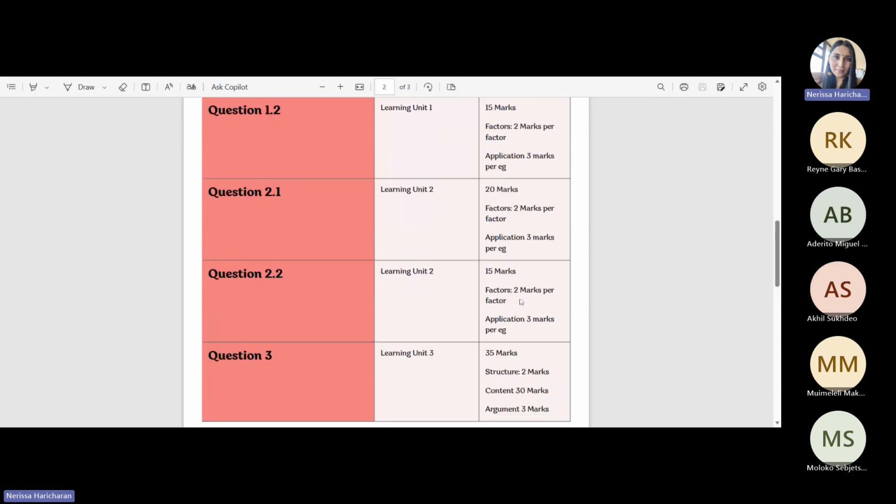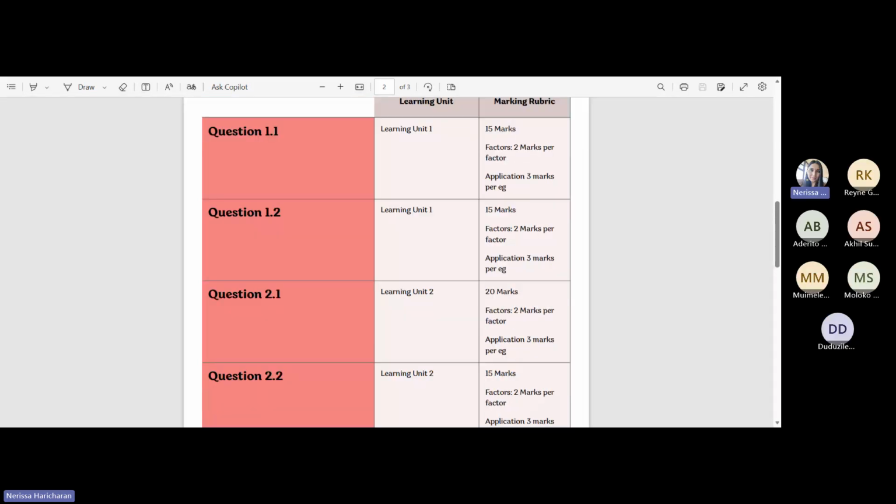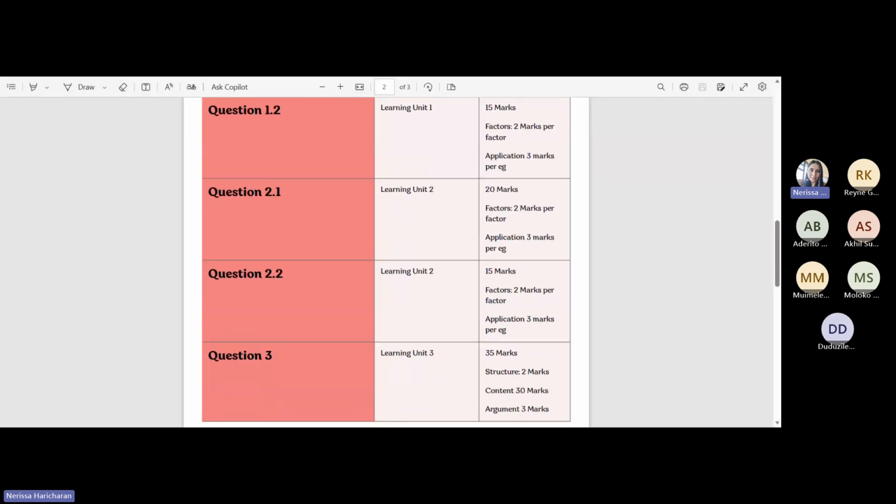For instance, here it's for 15 marks. If there are 3 factors that they're asking you to comment on, you're going to have 2 marks per factor. That gives you 6. And then the application is going to be 3 marks per application or per example. That will give you 9. So 15 in total. I think most of it is very similar in terms of the rubric. And then here you have 1 more factor, so 4 factors in total with 4 examples. And then question 3 will be your essay type question.